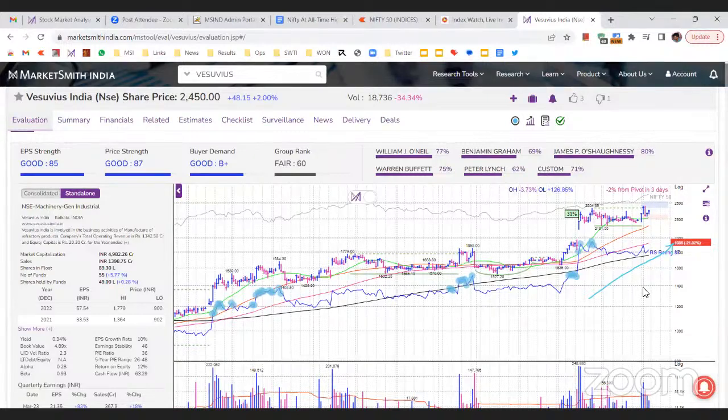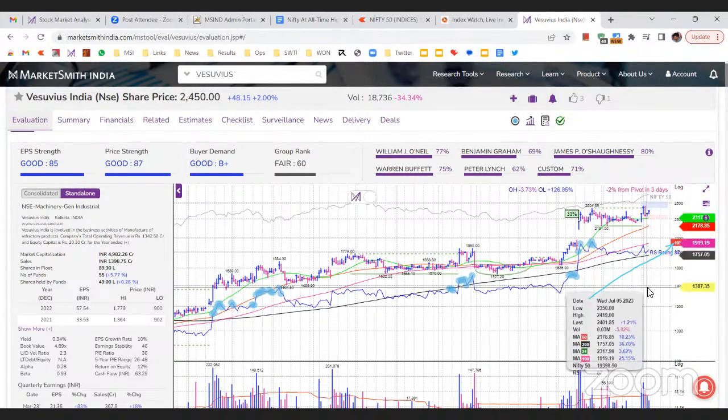So in this market, you'll see lots of stocks giving breakouts. You should not go and add all these breakouts to your portfolio. That is what I wanted to point out.